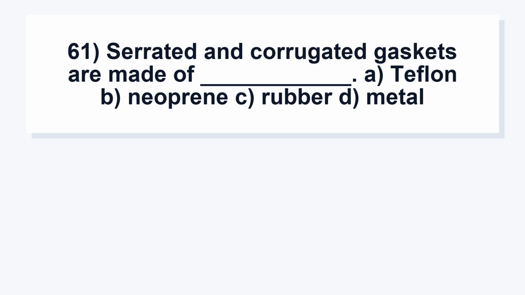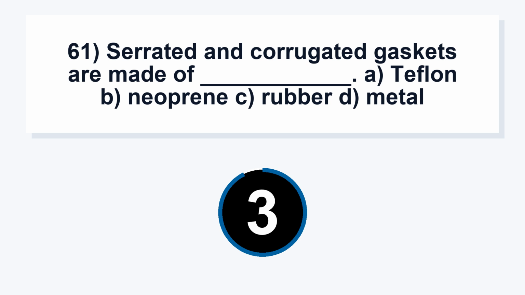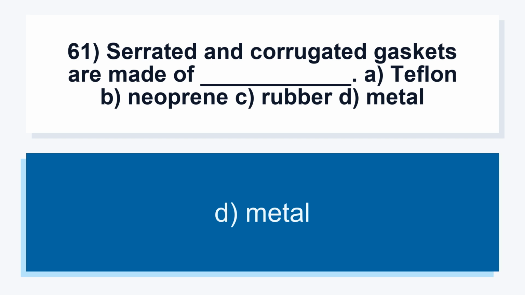61. Serrated and corrugated gaskets are made of ____. A. Teflon. B. Neoprene. C. Rubber. D. Metal. D. Metal.